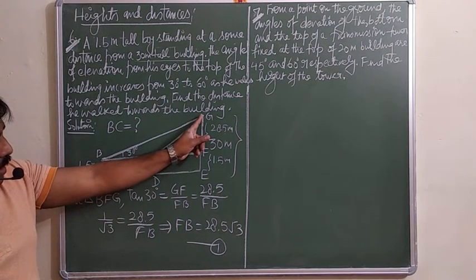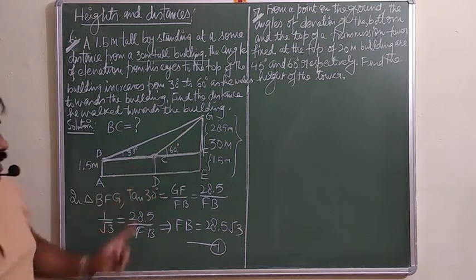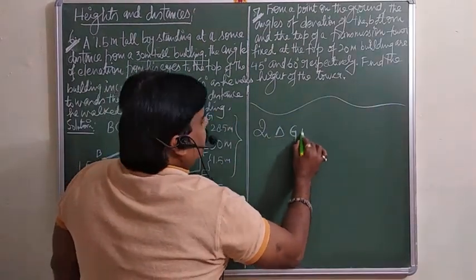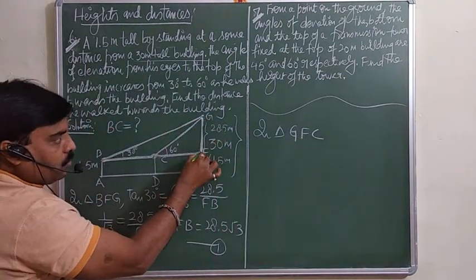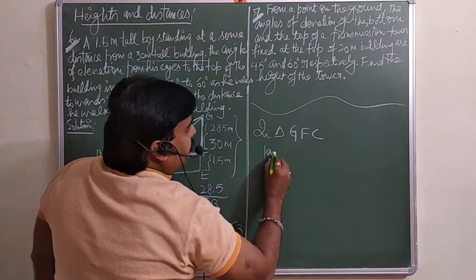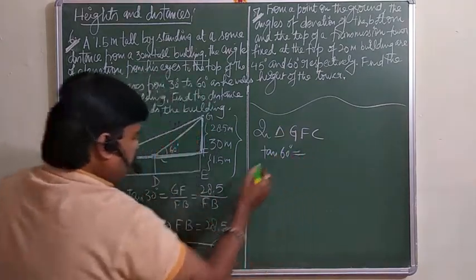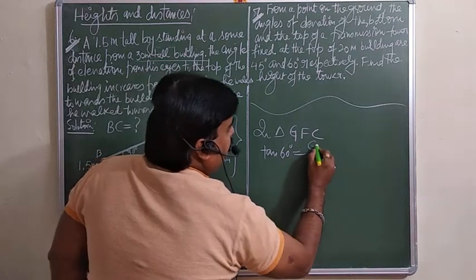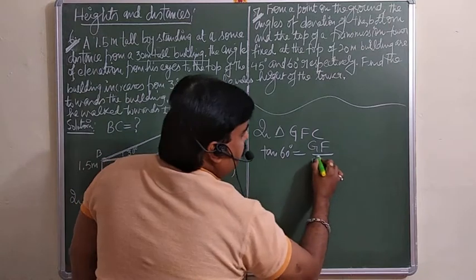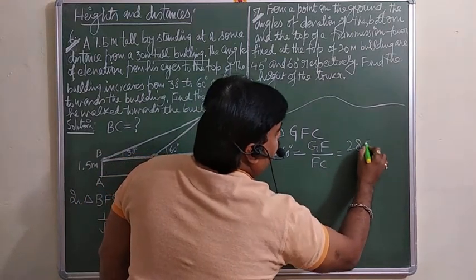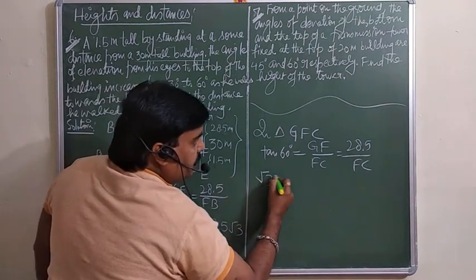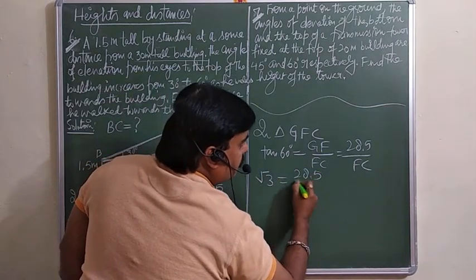Now you can take triangle GFC. The perpendicular, we are interested in the base here only. So in this triangle, we will take tan 60. So tan 60 is equal to GF over FC. This is your point C. So this is 28.5 over FC. And the value of tan 60 means root 3 is equal to 28.5 over FC.